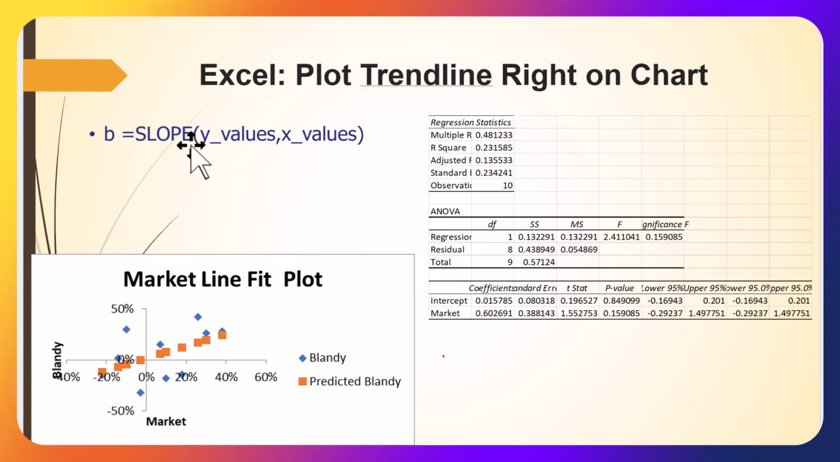We can also calculate beta with an Excel formula. Equals SLOPE, and then you put the stock's values, the y values, in the first array and the market's x values in the second array. And the slope of this regression line, that number that we receive, is the stock's beta coefficient.